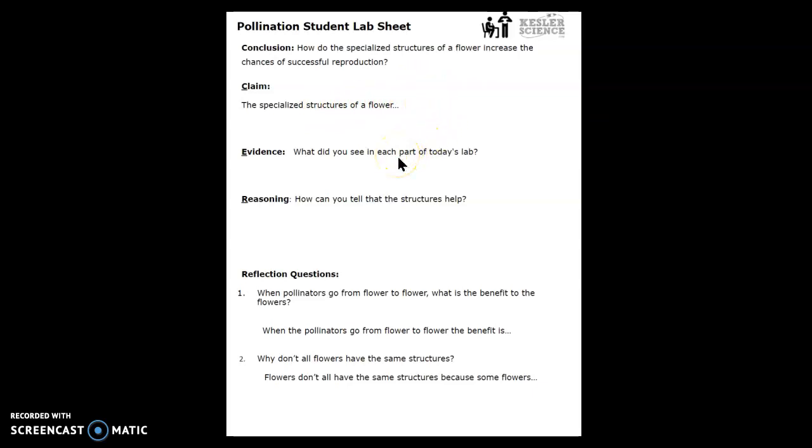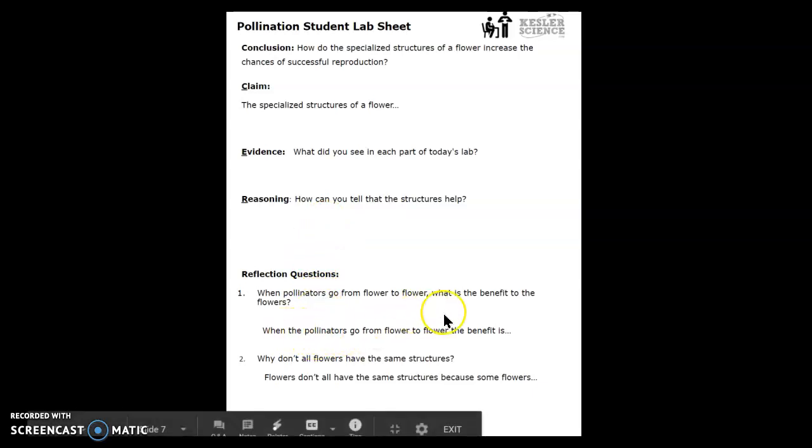What is the evidence? What did you see in each part of the lab that showed evidence of this happening? And your reasoning: how can you tell that these structures help? Again, we're talking about successful reproduction, pollination of a flower. And then answer the reflection questions. I've given you the beginning of those.